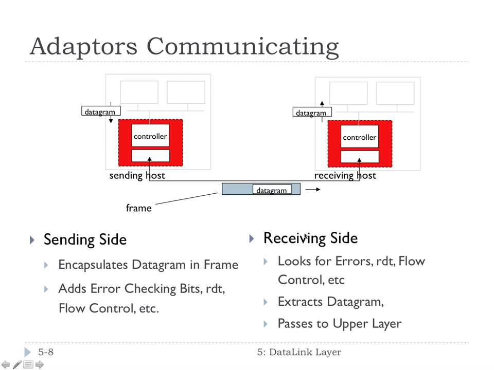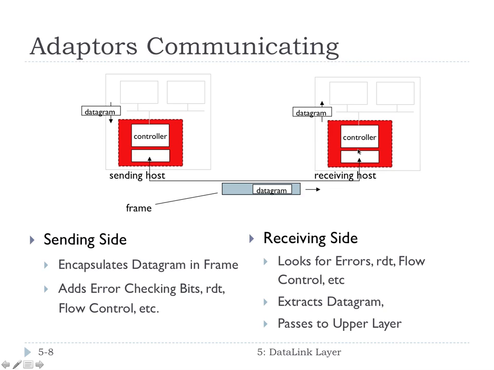All right, how do these two adapters communicate over a link? We know that we're going to have a datagram that's passed from IP in software. It's passed down to this controller, which is the link layer controller. It's going to encapsulate it in a frame and then send that over the link. It will also add the error checking bits. It'll implement the reliable data transfer protocol, the flow control protocols, and so forth to communicate between the sender and the receiver.